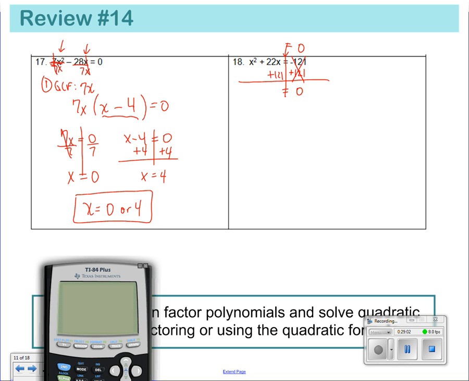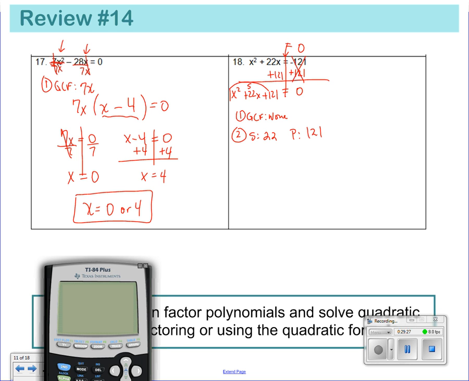And whatever we do to the right side, we do to the left. We end up with x squared plus 22x plus 121. Let's start with the GCF. GCF, there is none. Second step, find our sum. Our sum is 22. It's the number in front of the x. And our product is going to be the coefficient of x squared, that's a 1 times 121.